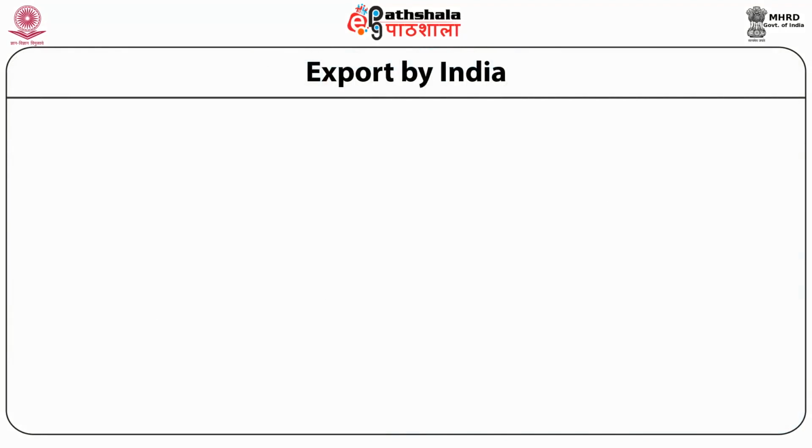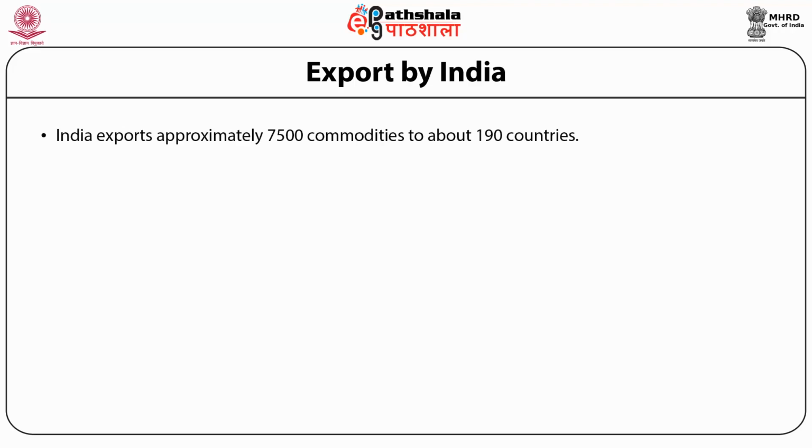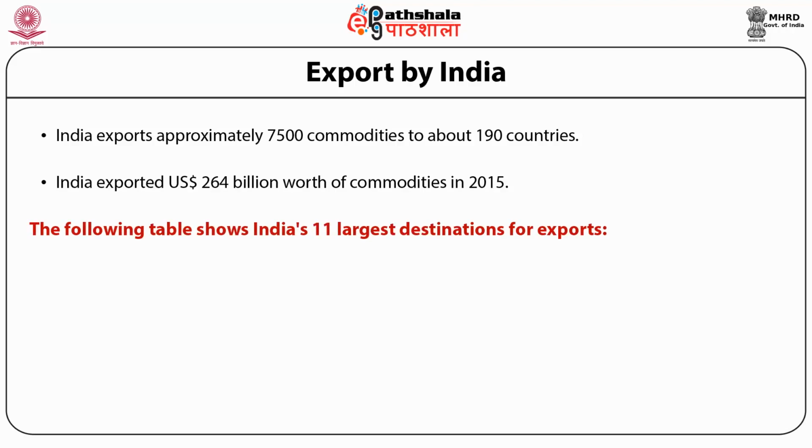Let us see the export done by India in the year 2015. The following figure also reflects the export partners. India has exported approximately 7,500 commodities to about 190 countries. Indian exports were 264 billion US dollars worth of commodities in the year 2015. The following table shows India's 11 largest destinations for exports.